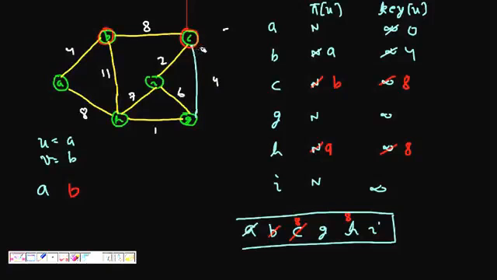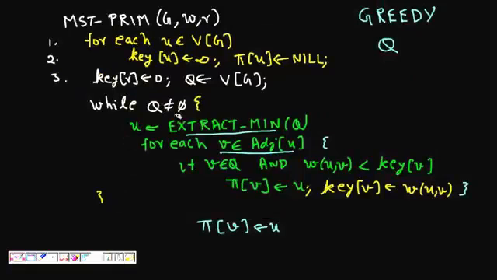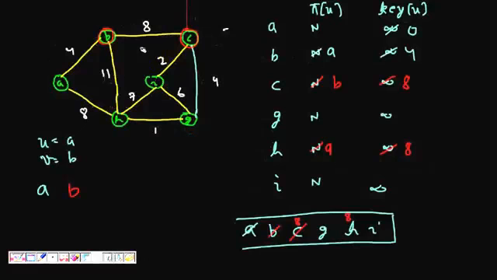So for C, what happens? From C we have I and G as neighbors and B also. But B is now not inside the queue. If you see the code, we choose only those neighbors that are inside the queue, which means they have not been extracted. So we first check B, but B has already been taken out of the queue. Then it goes to, let's say, I.